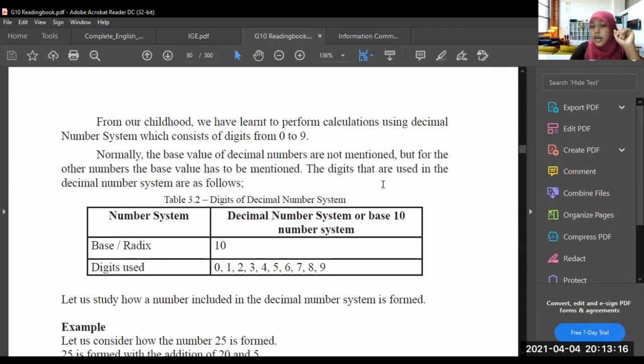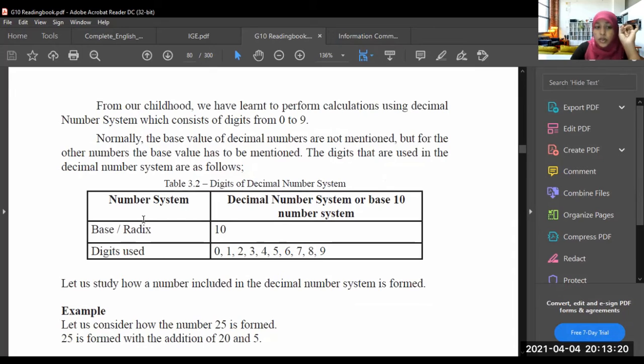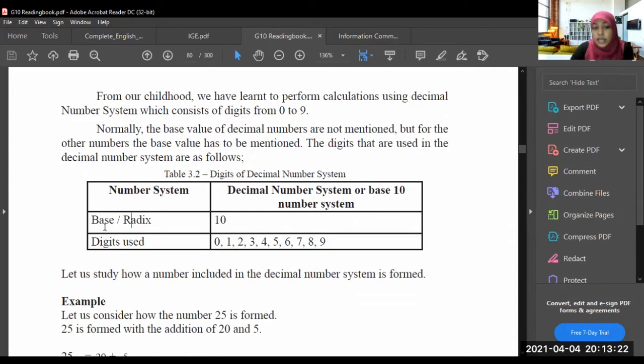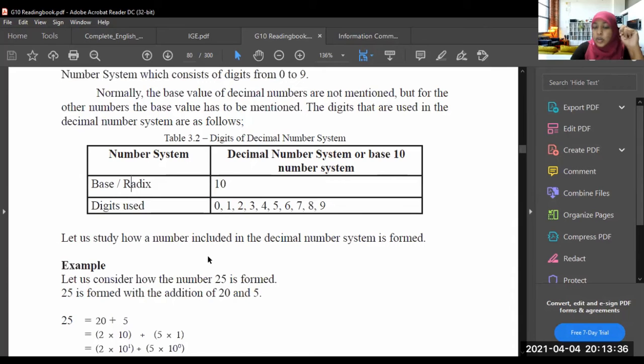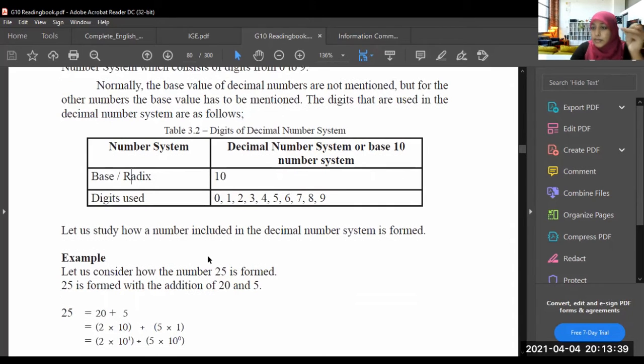The digits that are used in the decimal number system are as follows. So the base is 10. We can call the base the radix or we call it the base. The digits used in the decimal number system are 0 till 9. Now you know that. Let us study how a number included in the decimal number system is formed. You know this also. You learned it at a small age, when you were kids, how these decimal numbers are formed, right?